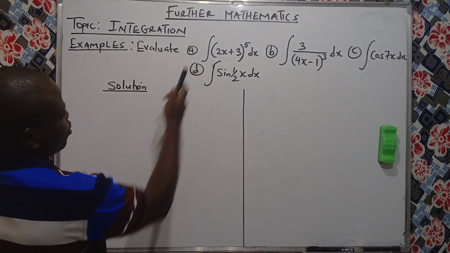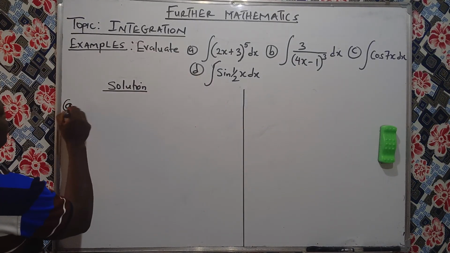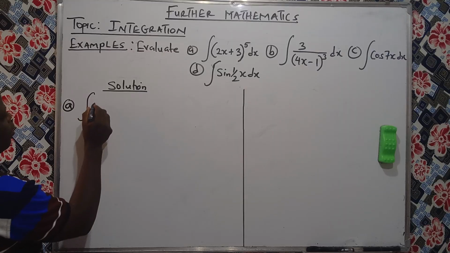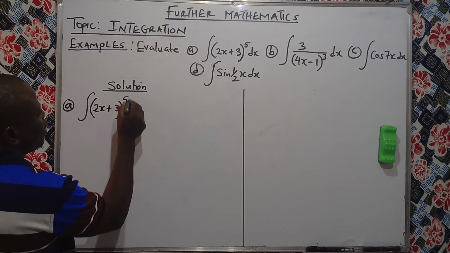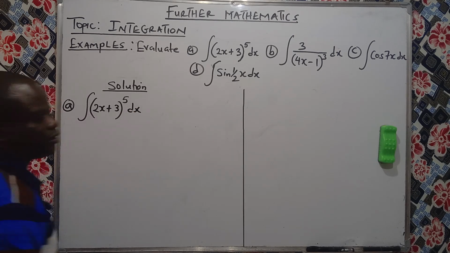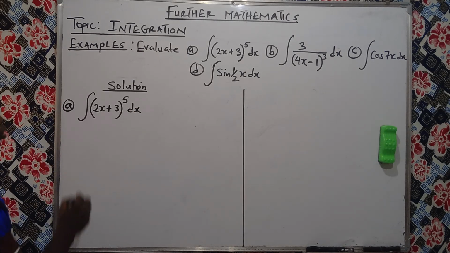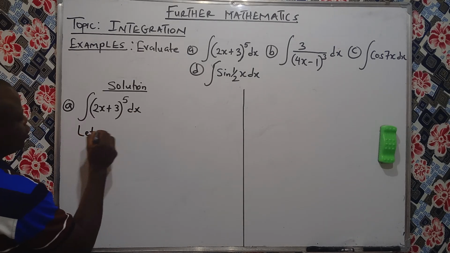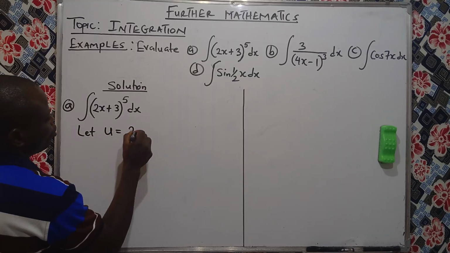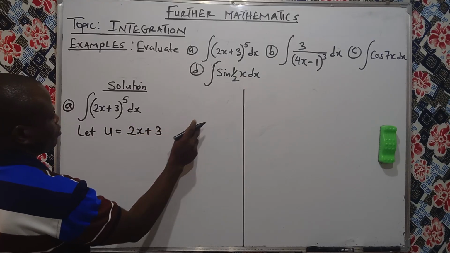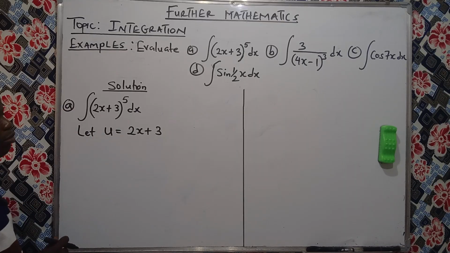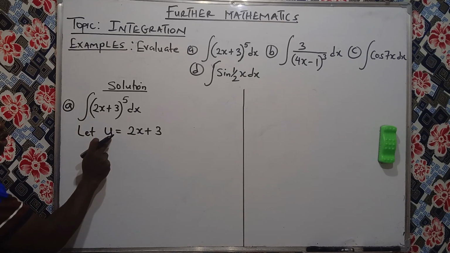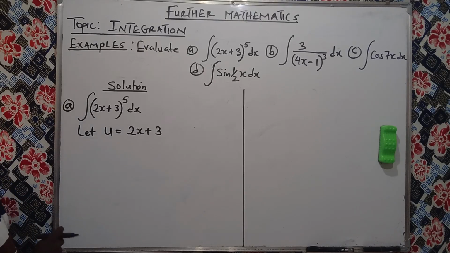We're starting with the first question. Integral of (2x + 3) raised to power 5 dx. The first thing to do is to say let u equals 2x + 3. You represent u with what is inside the brackets. You now differentiate u with respect to x.